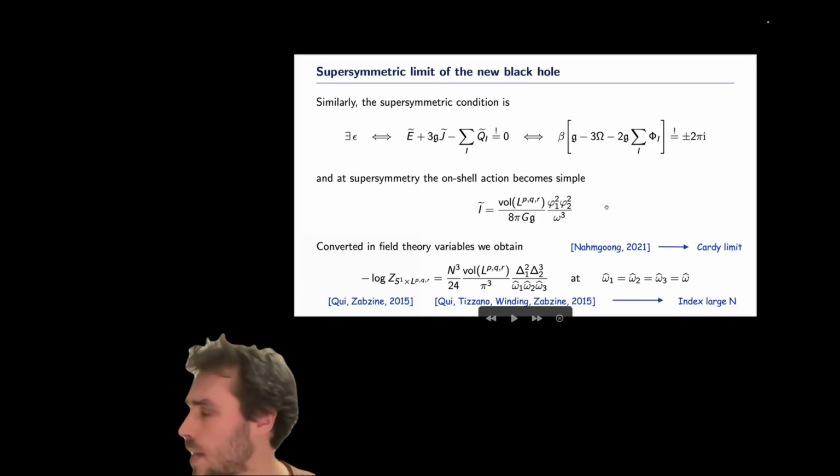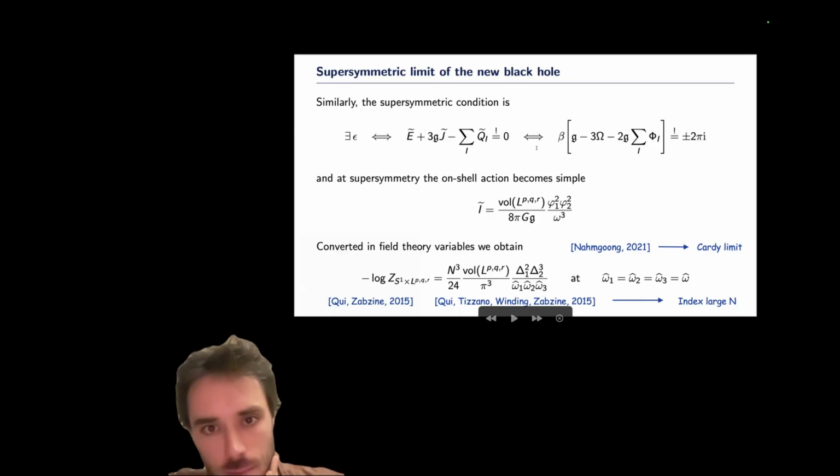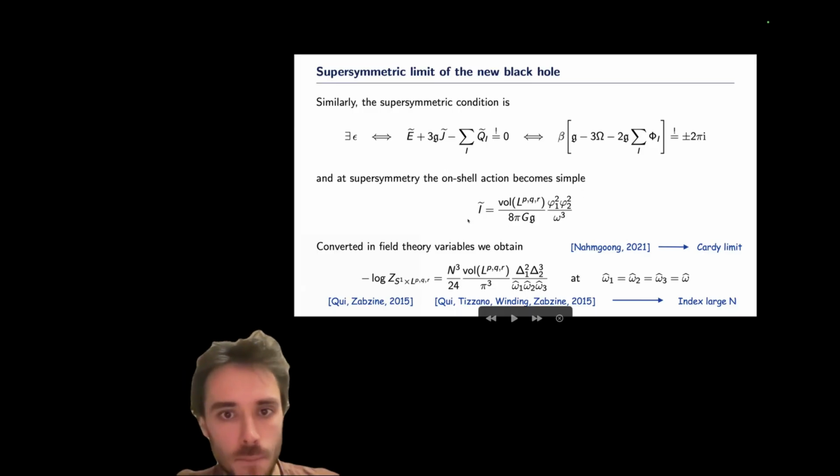Okay, so that is to say that I'm using the same scheme to evaluate the on-shell action both of the S1 times S5 boundary and the S1 times LPQR boundary. Of course, I'm just going to mention this in the next slide. Okay, so this is, if you wish, another exciting holographic match for a novel black hole. Good.